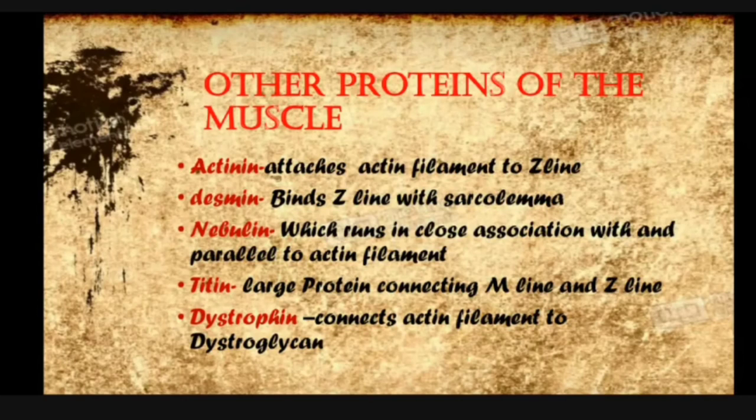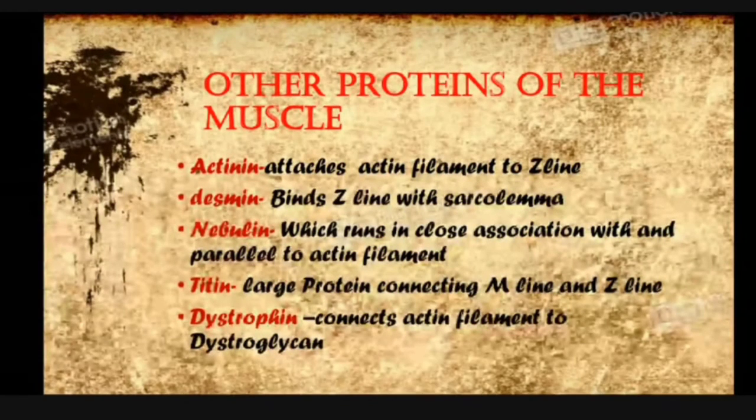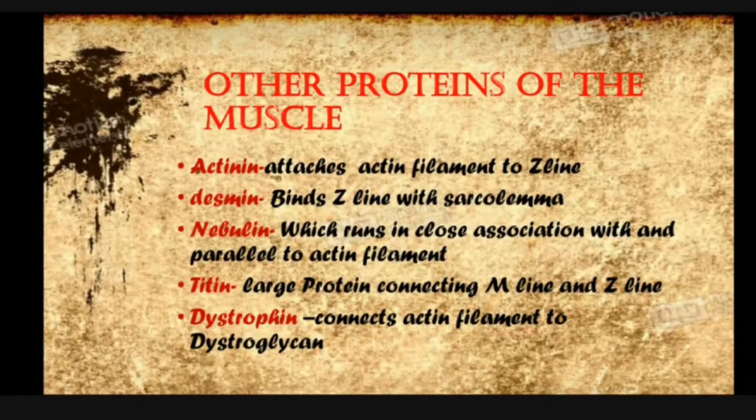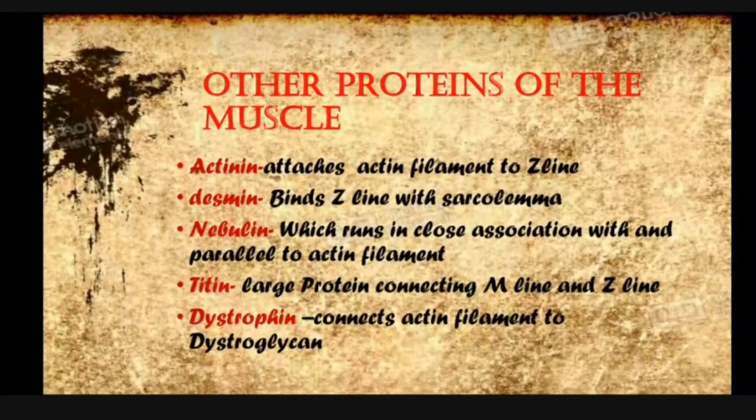Other proteins of the muscle are: actinin, which attaches the actin filament to the Z line; desmin, which binds the Z line with the sarcolemma; nebulin, which runs in close association with and parallel to the actin filament; titin, a large protein connecting the M line and Z line; and dystrophin, which connects the actin filament to dystroglycan.